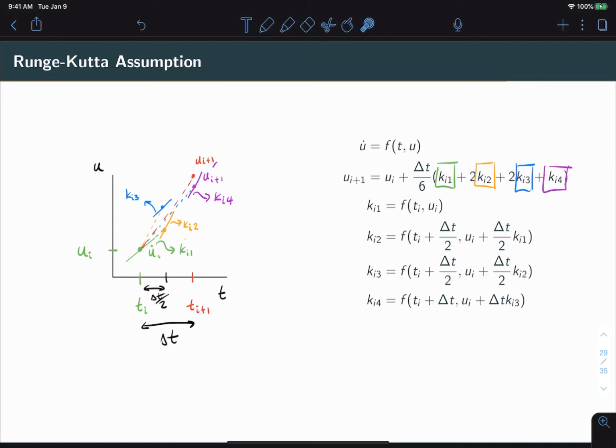So pause the video if you need to, look over this and understand how this method projects forward. But the idea is that fundamentally this is the same as the Euler method. We're just getting a better estimate of the velocity by averaging several velocities within the time interval delta t instead of just taking the one at time ti.